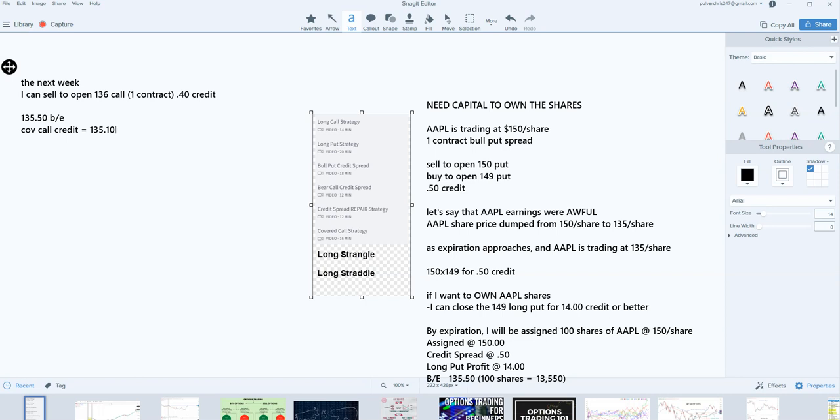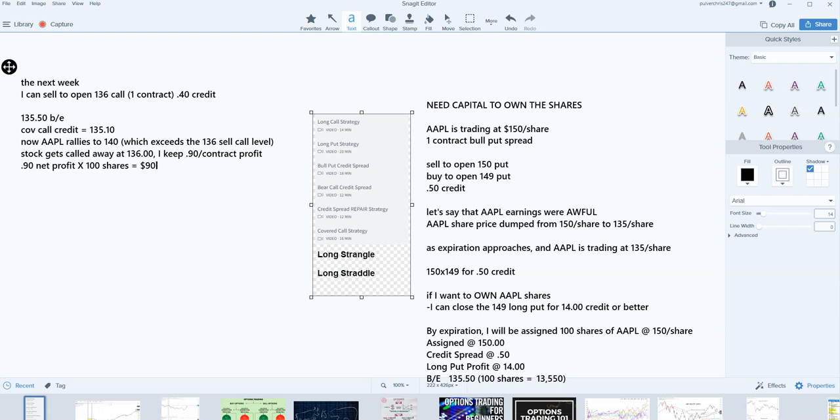135.10. And if I get the stock called away, now let's say Apple rallies to 140, which exceeds the 136 sell call level, right? If I sold the 136, my net profit, stock gets called away at 136, and I keep 90 cents per contract profit, right? 90 cents net profit times the 100 shares that I'm in equals a $90 profit on Apple.